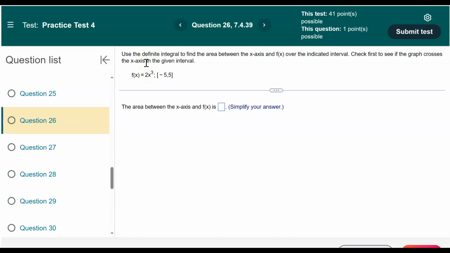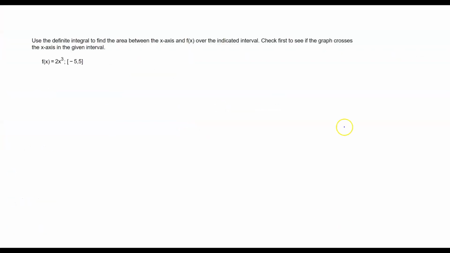So for the next question, we are to use the definite integral to find the area between the x-axis and f of x over the indicated interval. Now, to do this, we have to make sure to check if the graph crosses the x-axis on the given interval. You can do this by looking at the graph of the function or just by examining it. So how do we do that? You can actually plug in this expression here and see if the function values change from negative to positive.